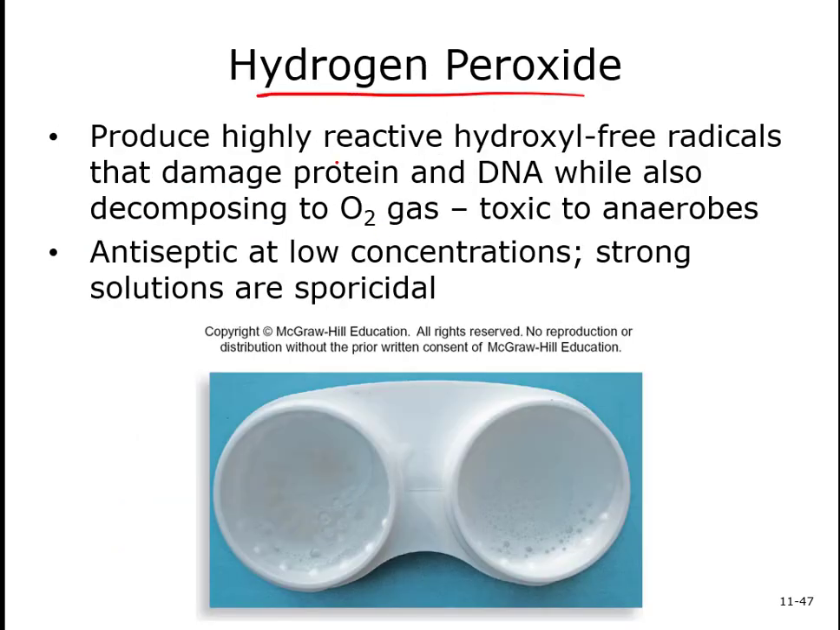Hydrogen peroxide creates things called reactive oxygen species or reactive hydroxyl free radicals. These damage the DNA and the proteins in the cell, and it's especially good at killing anaerobic bacteria that don't have enzymes to help destroy these free radicals. Very low concentrations of hydrogen peroxide, I mean low, may be safe as an antiseptic for human skin. High concentrations of hydrogen peroxide are extremely dangerous. You do not want to touch high concentrations. In very high concentrations, it may even be sporicidal.